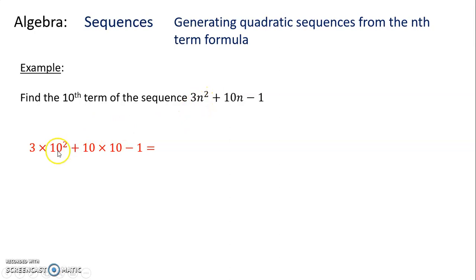So I've substituted in 10 for n in every case, and now I need to do 10 squared before I multiply by 3. It's really important you don't do 3 multiplied by 10 and then square. That will give you the wrong answer. So 10 squared is 100, and then I'm going to multiply that by 3. 10 multiplied by 10 is 100, and then I've got to subtract 1. And now multiplication before addition and subtraction. So I get 300, add 100, subtract 1, which gives me an answer of 399.